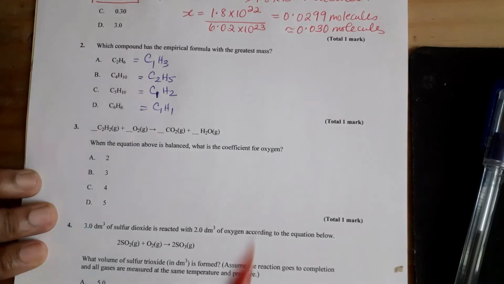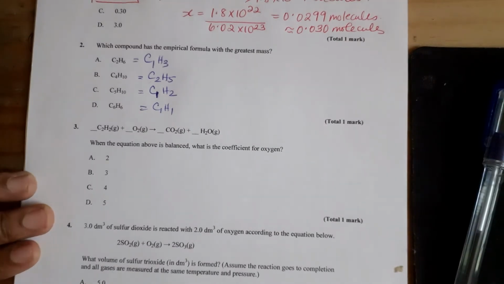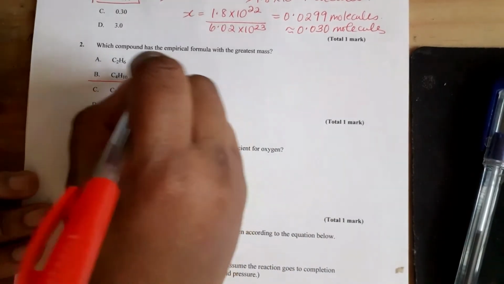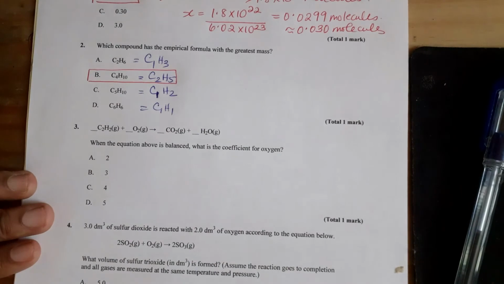Here, because all of them have carbon and hydrogen, I'm simply just going to analyze it in that way. If there were different atoms, then you could also go ahead and just work out the mass for each of those empirical formulas. So in this case, that happens to be B as the answer.